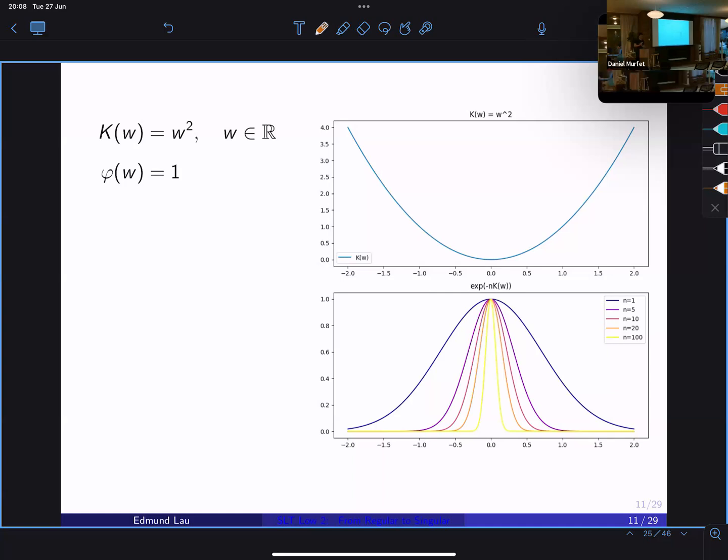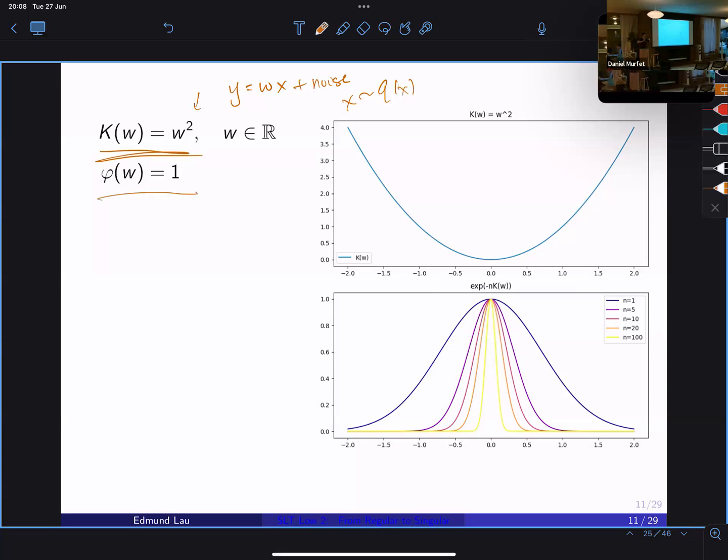This is a case where your K of w function is w squared. If you want a concrete model that leads to this, think about linear regression plus noise, where the noise is Gaussian. If you compute the K, and your x sample is sampled from a uniform distribution, then this will be a quadratic potential. In physics, this is a simple harmonic oscillator.